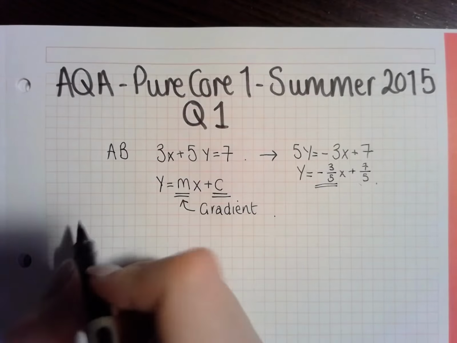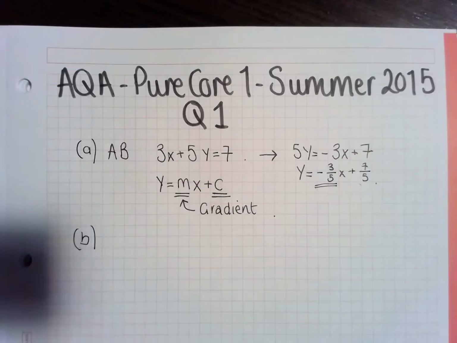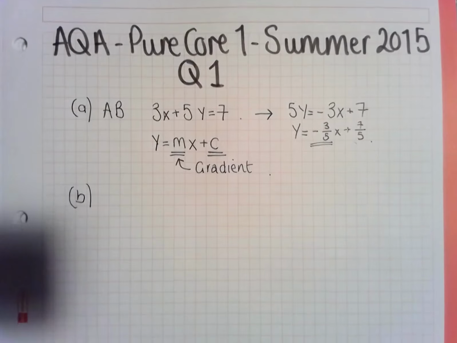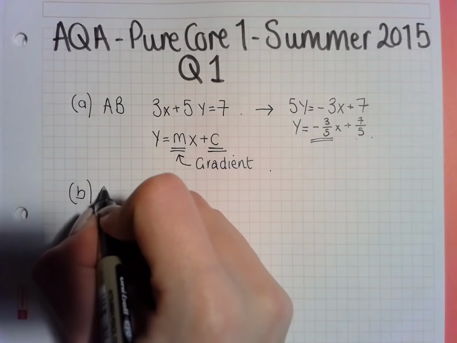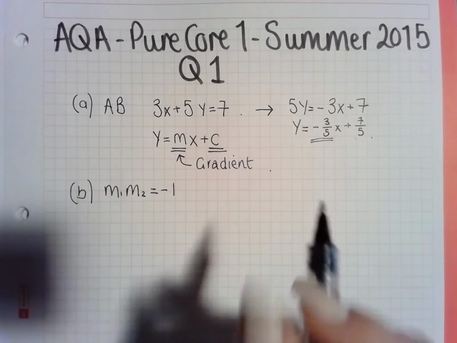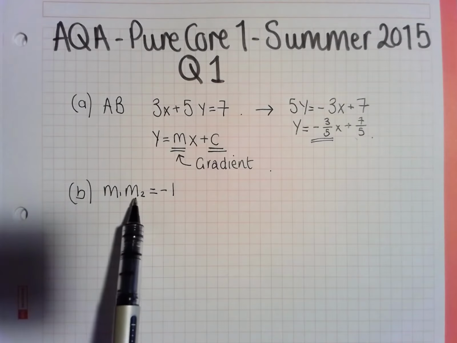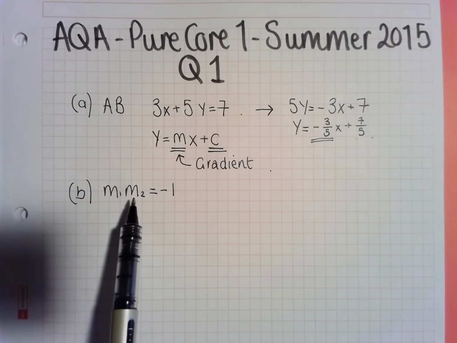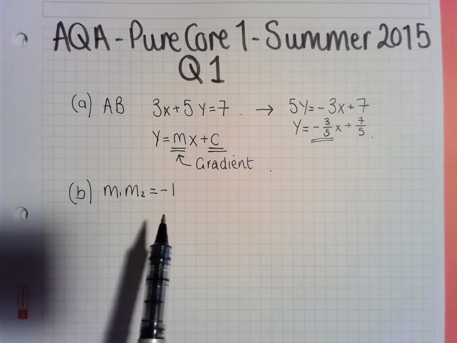Okay, so part B. That was part A. Part B says find the equation of the line that is perpendicular to the line AB. So, immediately you should be thinking of this formula, which basically means that if two lines are perpendicular, then multiplying their gradients together, you'll get minus 1.